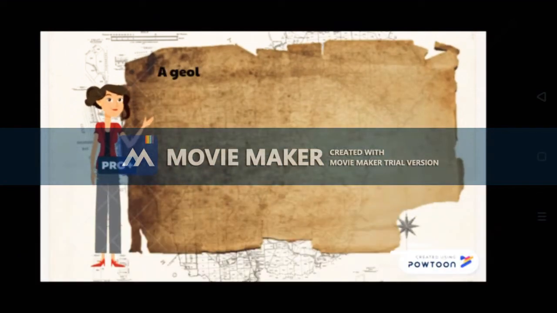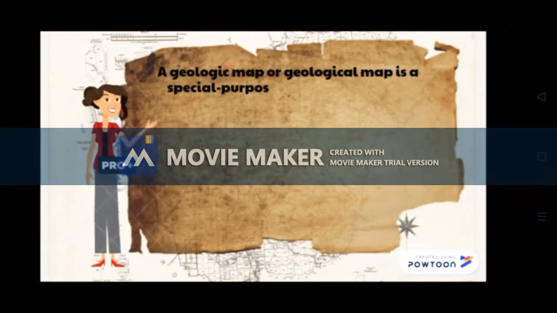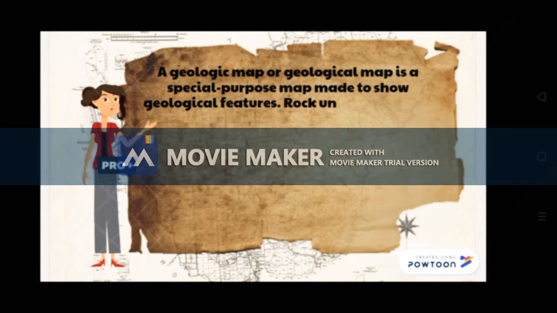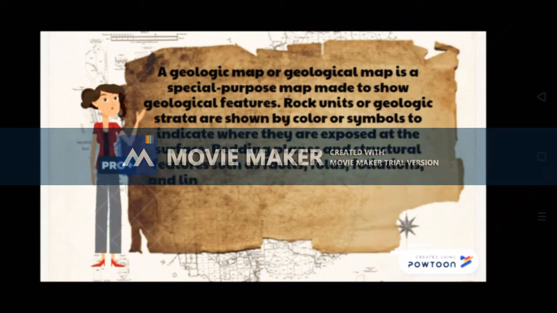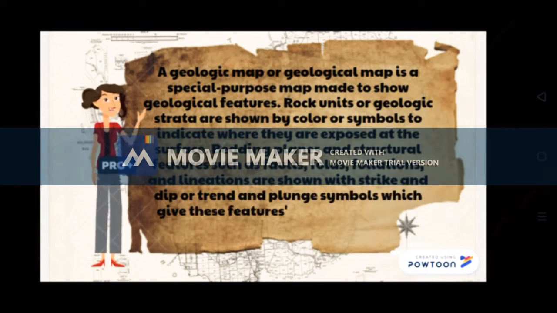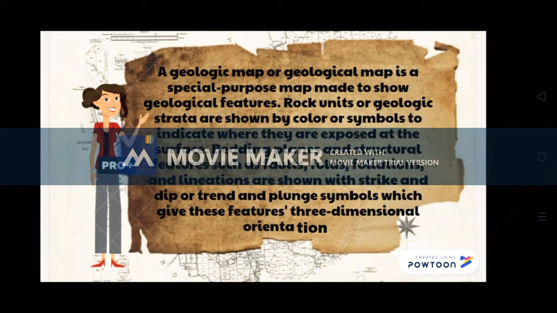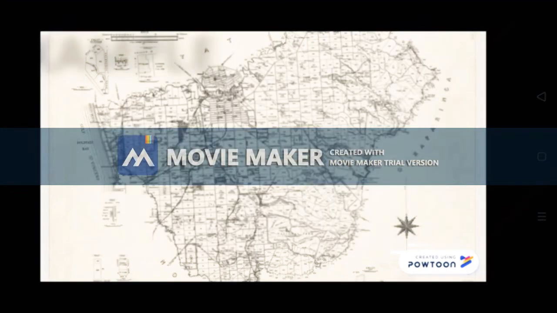A geologic map or geological map is a special purpose map made to show geological features. Rock units or geologic strata are shown by color or symbols to indicate where they are exposed at the surface. Bedding planes and structural features such as faults, folds, foliations, and lineations are shown with strike and dip or trend and plunge symbols which give these features three-dimensional orientations.